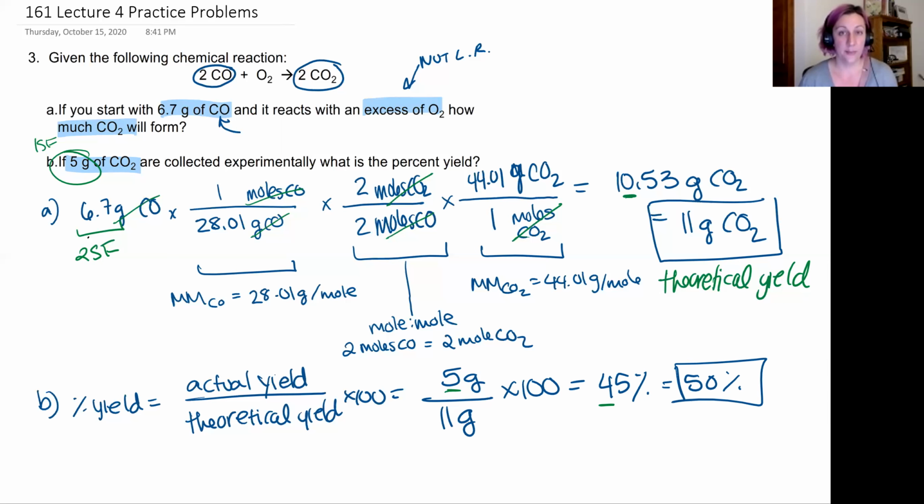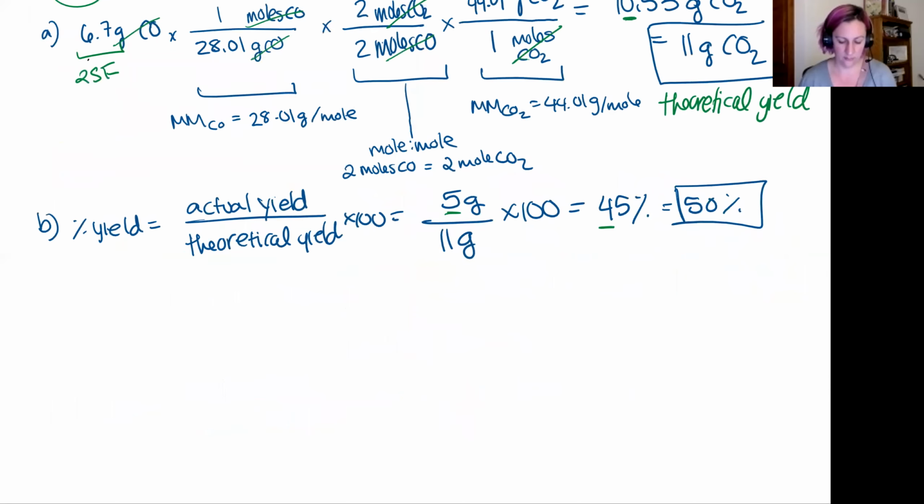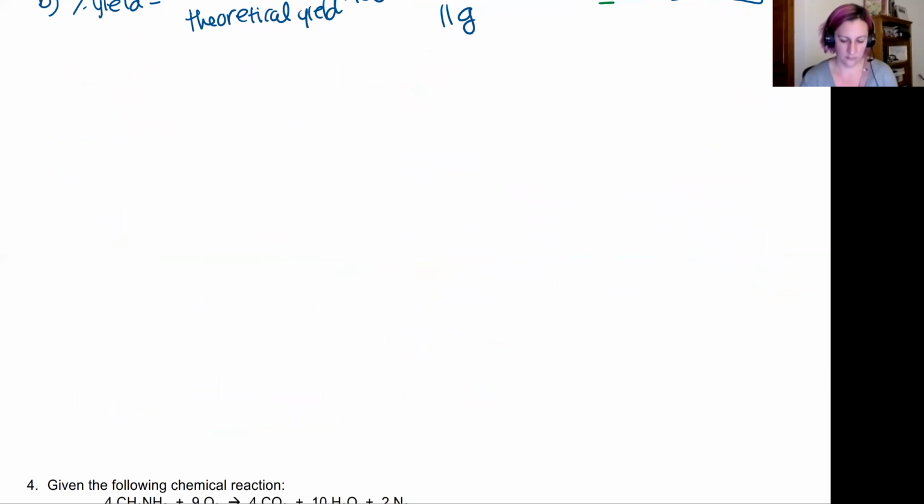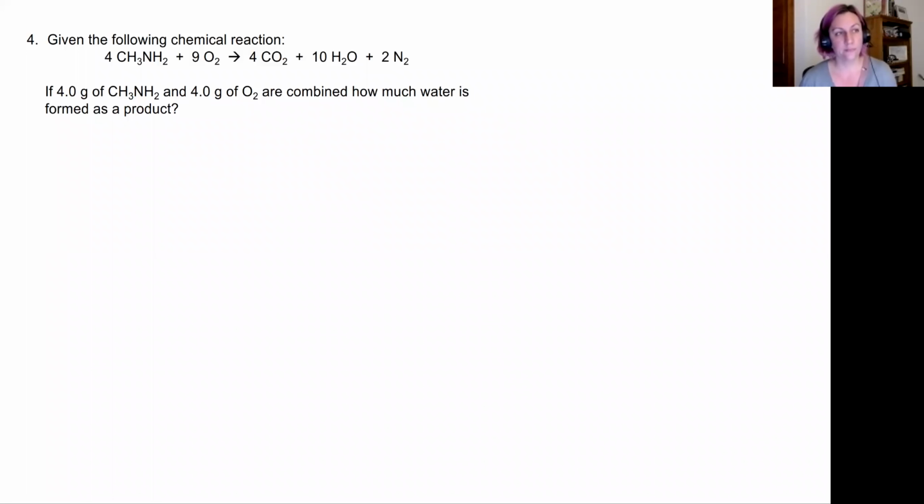All right, now let's talk about the next problem. Now in this problem, we're given a chemical reaction of methylamine reacting with oxygen. It's another combustion problem, forming carbon dioxide, water, and nitrogen. And so in this one, we are told that we have both 4 grams of methylamine and 4 grams of oxygen. We want to know how much water is produced. So we want to calculate the mass of water produced.